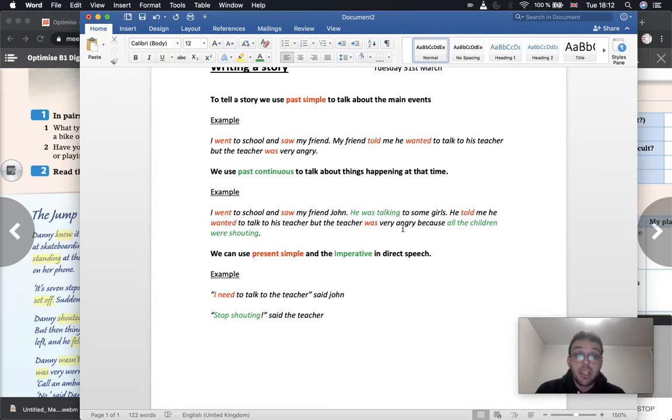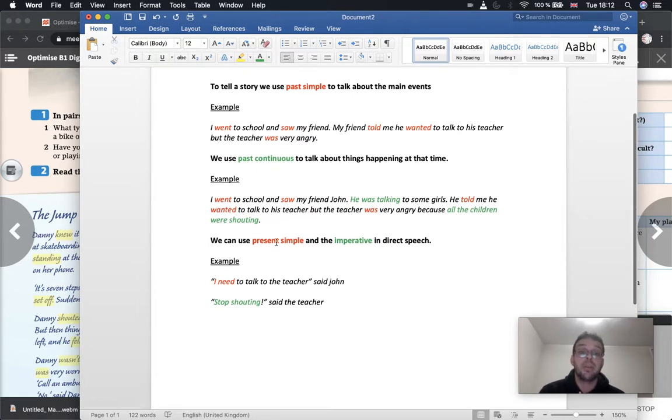So yes, you can copy this in your notebook, and remember to highlight the verbs correctly. I've used red for past simple and green for past continuous. Now, the next thing is that we can use present simple and the imperative in direct speech. Again, using some direct speech in the story just makes it more interesting, and it gives the reader the sense that they're actually there.